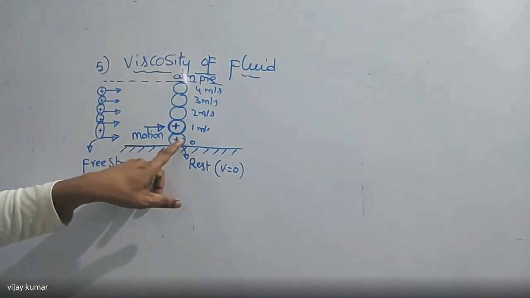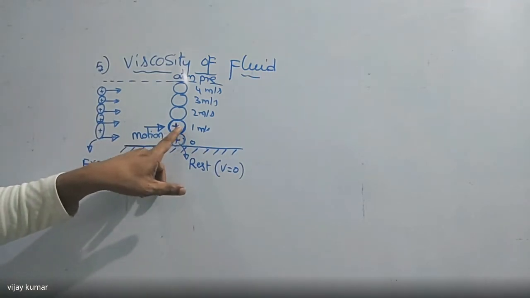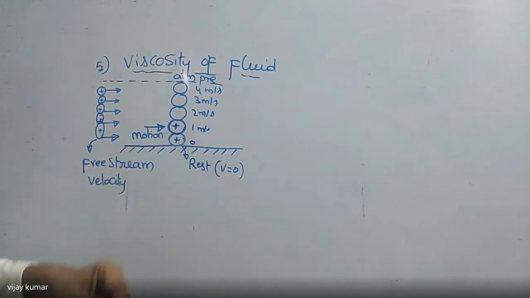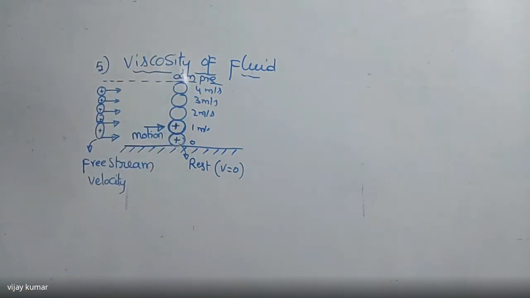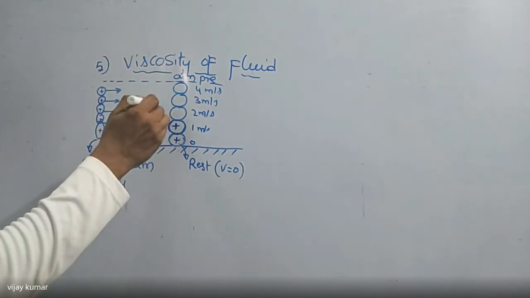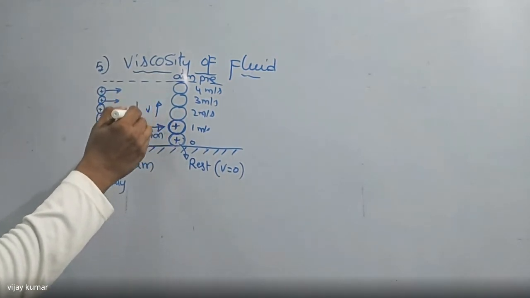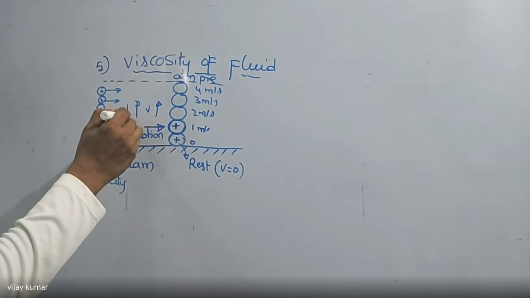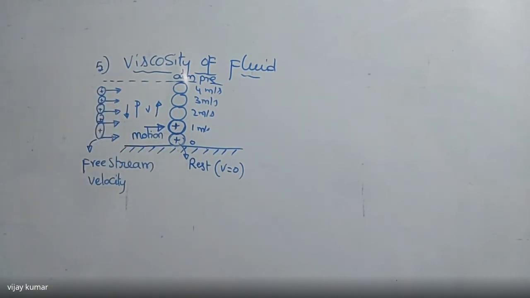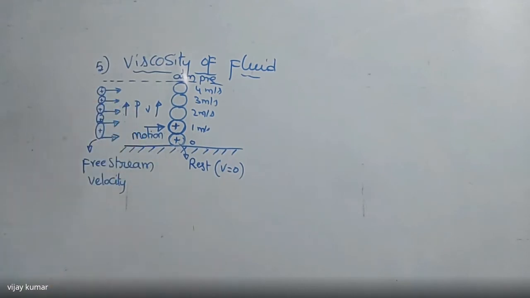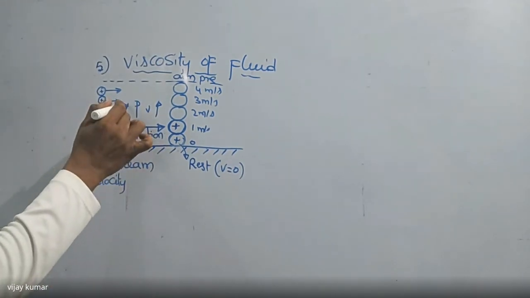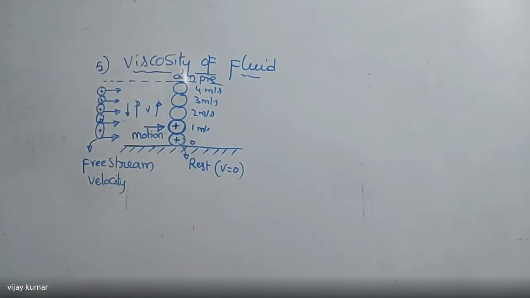This particle is under rest condition, this particle is under motion. Then what happened here? The velocity goes on increasing here, and the pressure goes on reducing here in the upward direction. Right? Pressure reduces in the upward direction.